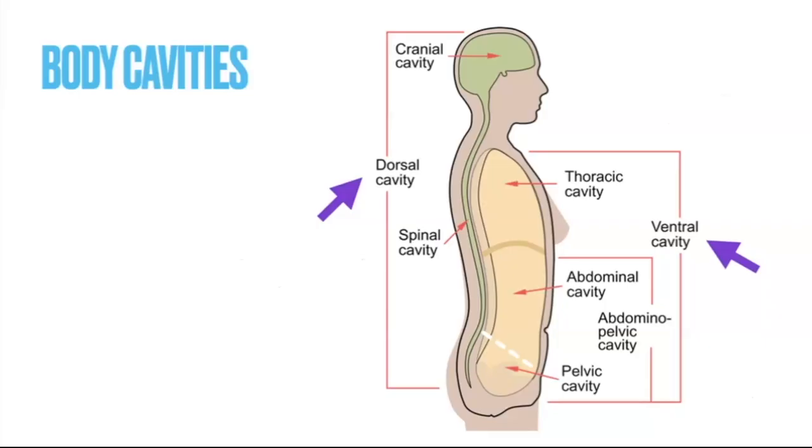Our cavities. Our cavities help house body organs. So we have our dorsal cavity that contains our cranial cavity and our spinal cavity. Our dorsal cavity is posterior. Our ventral cavity contains our thoracic, abdominal, and pelvic cavity. It's our front and anterior. Don't forget that our diaphragm separates the abdominal and thoracic cavity.